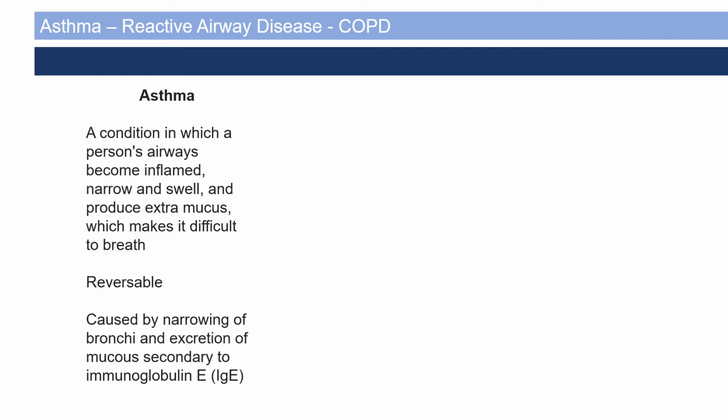In asthma, a person's airways become inflamed, narrowed, and swollen, and produce extra mucus, which makes it difficult to breathe. This is usually triggered by an allergen. Asthma is considered a reversible disease process, and again, it's caused by the narrowing of the bronchi and excretion of mucus secondary to immunoglobulin E, histamine.